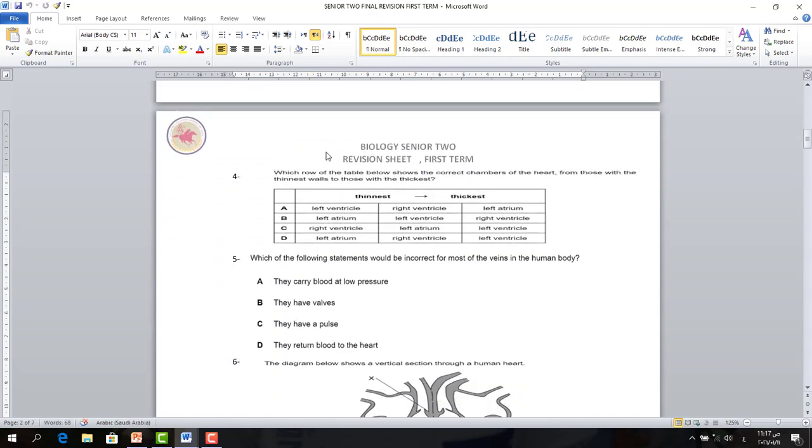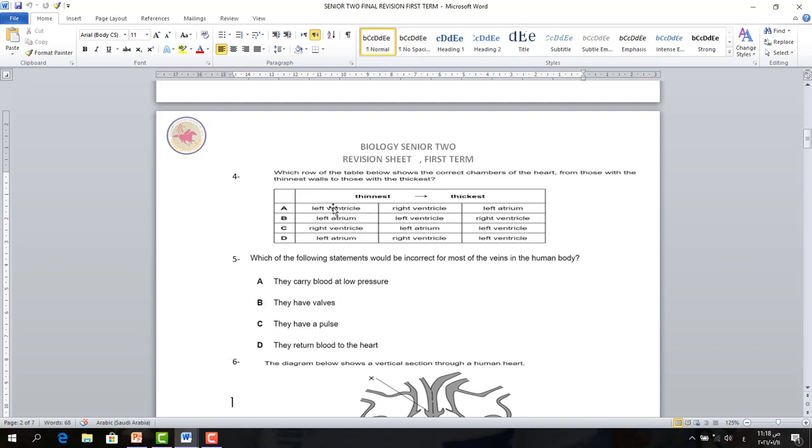Number 4. Which row of the table below shows the correct chambers of the heart from those with the thinnest wall to the thickest one? From thin to thick. Left ventricle, right ventricle, left atrium. The chambers used in contraction must be thick to pump the blood. And if the distance is very long, the thickness must be very thick.